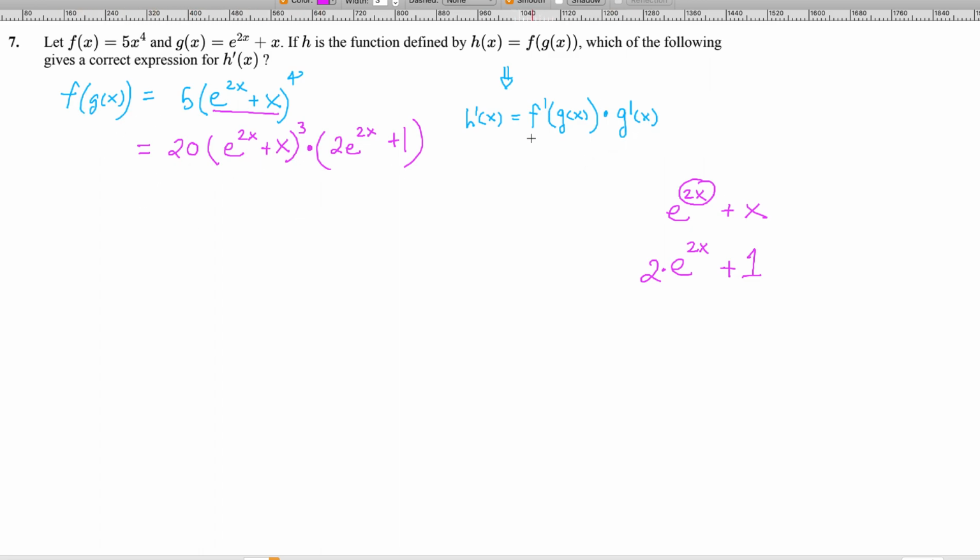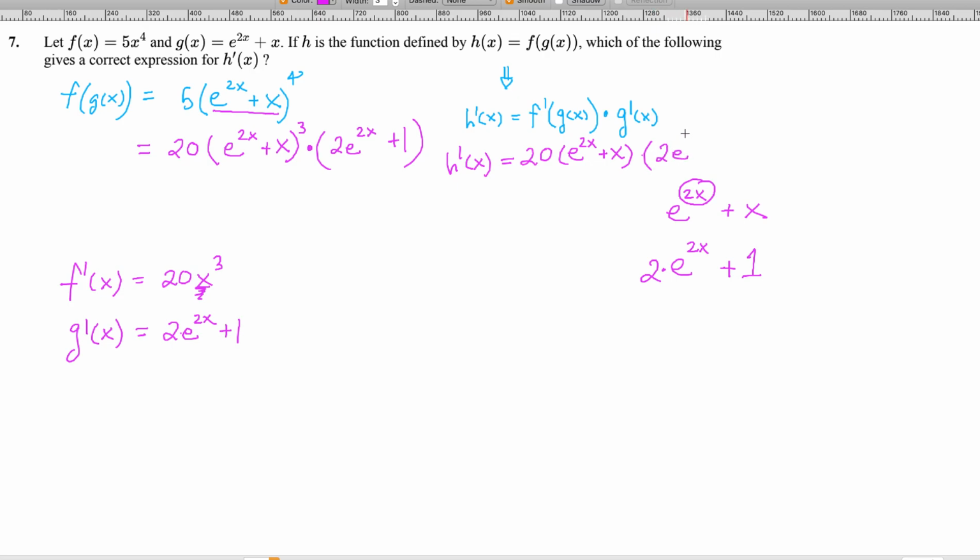You could have also, like I differentiated in general, just found the derivative of f of x, f prime of x, is 20x to the third, and then found g prime of x, which we just did, which is 2e to the 2x plus 1, and then applied this: h prime of x is equal to f prime of g of x, which is 20, but instead of writing x right here, I write what g of x is defined as, which is e to the 2x plus x, times the derivative of g of x, 2e to the 2x plus 1. And I get the same thing in both cases. This is your answer.